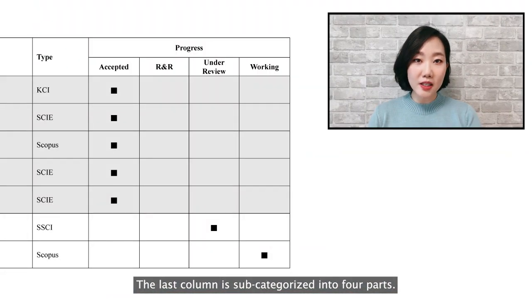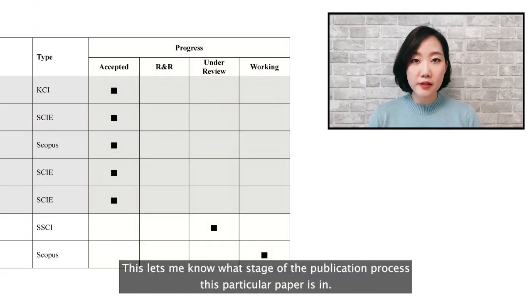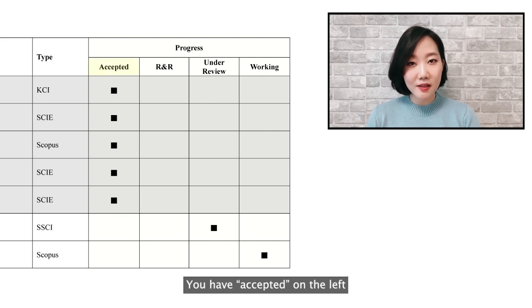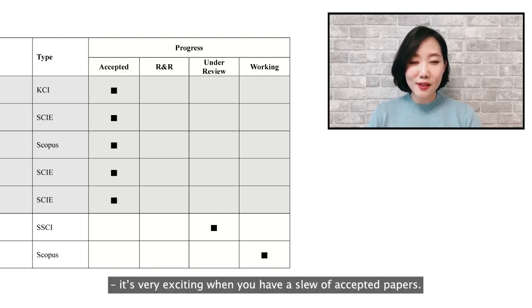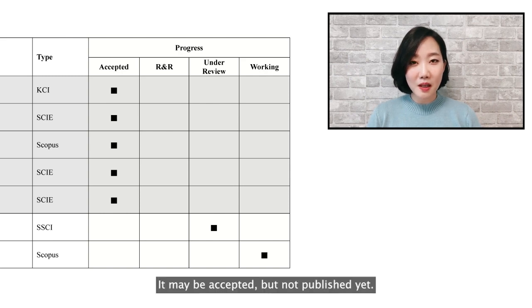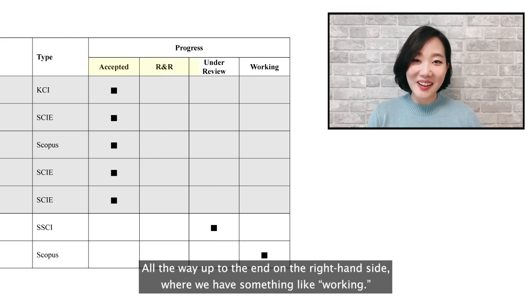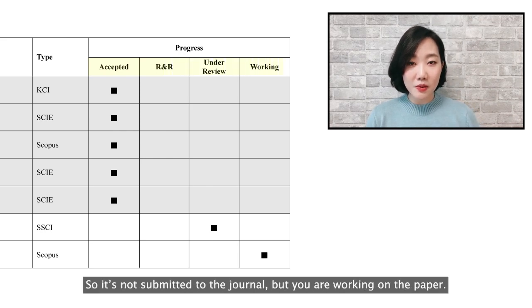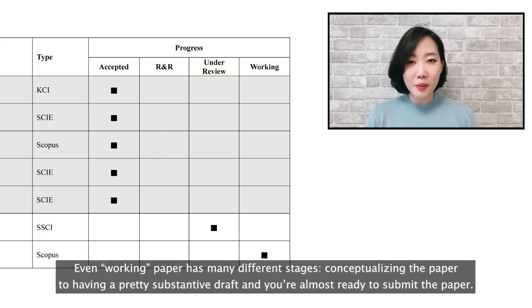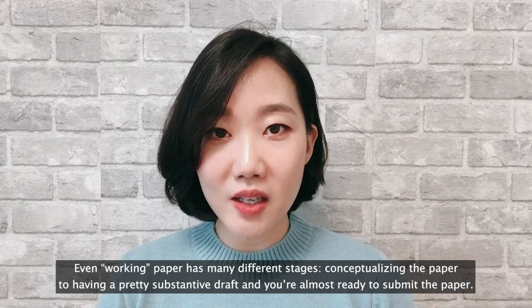Now the last column is actually subcategorized into 4 different parts, and this is just to let me know what stage of the publication process this particular paper is in. And so you have everything from accepted on the left, and yes, it's very exciting when you have a slew of accepted papers. It might be accepted but not published yet, and so this is something that you also might want to keep in mind, all the way up to the end on the right hand side when you have something like working papers. So it's not even submitted to the journal, but you are currently working on the paper, and even working on the paper has many different stages, I suppose, whether it's just conceptualizing the paper to having a pretty substantive draft and you're almost ready to submit the paper.